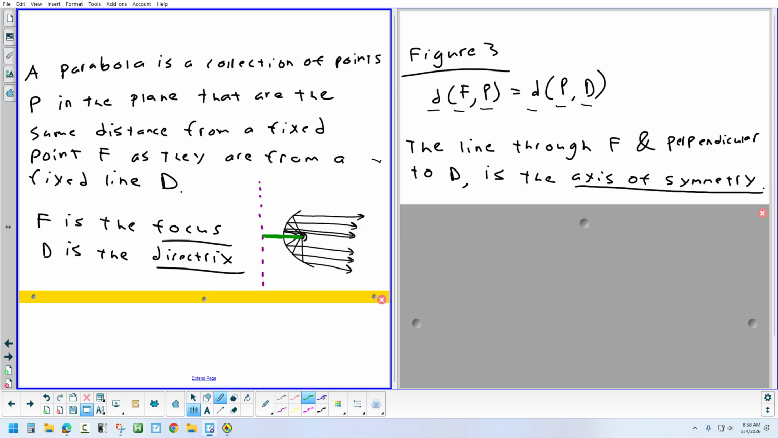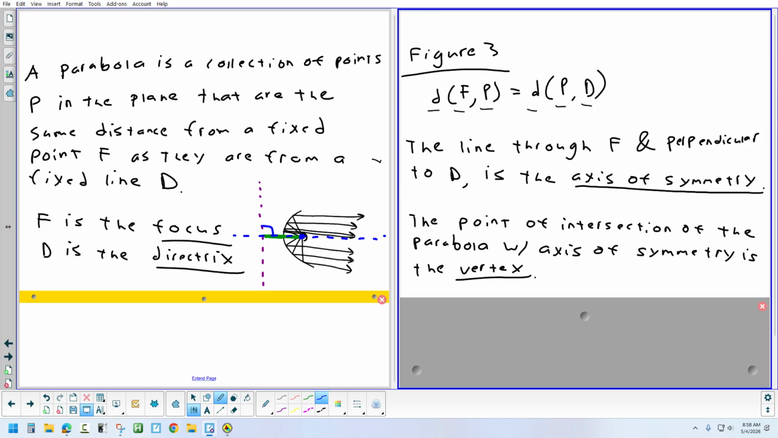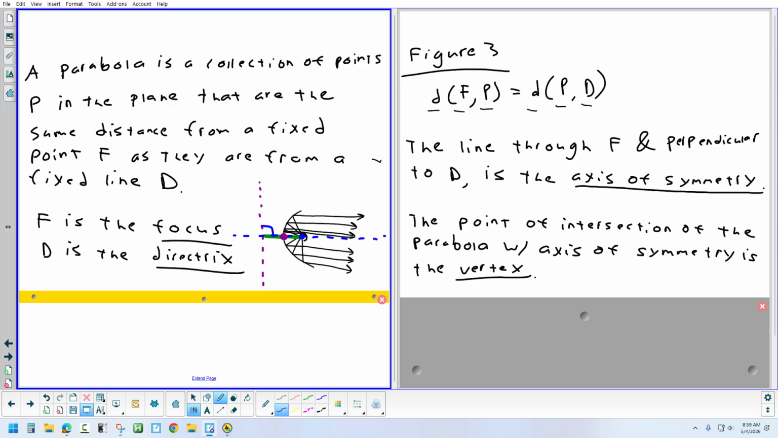All right. Now, if I continue that green line, just make it dotted, that blue line, that is the axis of symmetry. It's perpendicular to the directrix, and it goes through the focus. If you look at where the axis of symmetry crosses the parabola, that's this point right here, that point is the vertex. It's where the axis of symmetry intersects the parabola.